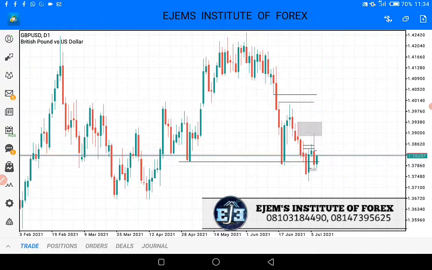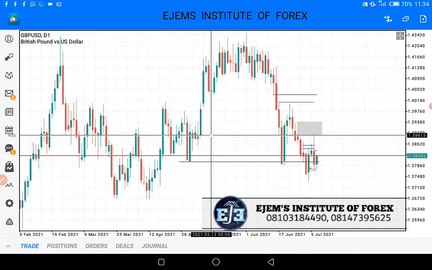Nigerian time. In our previous video, we talked about the possibility of British pounds USD, which is the cable, trending into this bullish order block. Then after that, we could decide to see what smart money is after. But you can see from all the indications, price almost got there, but it never did.